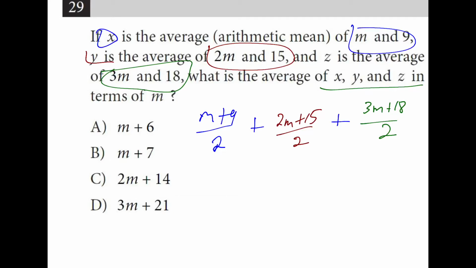X is the average of m and 9, so (m + 9) over 2. Y is the average of 2m and 15. Z is the average of 3m and 18. So I want to add all these together and divide by 3.